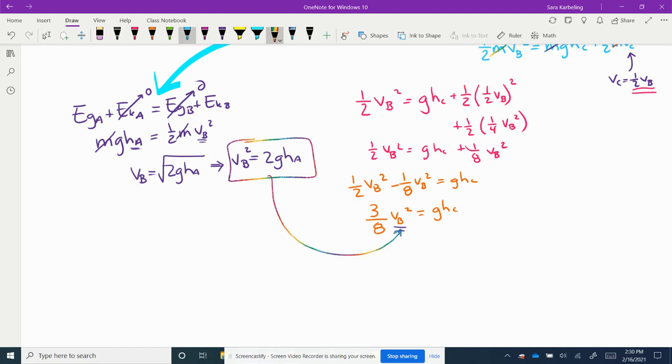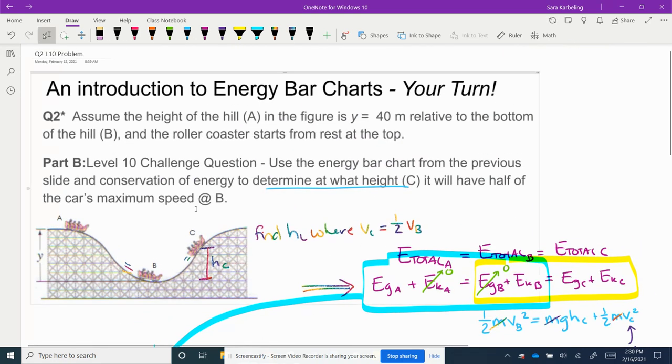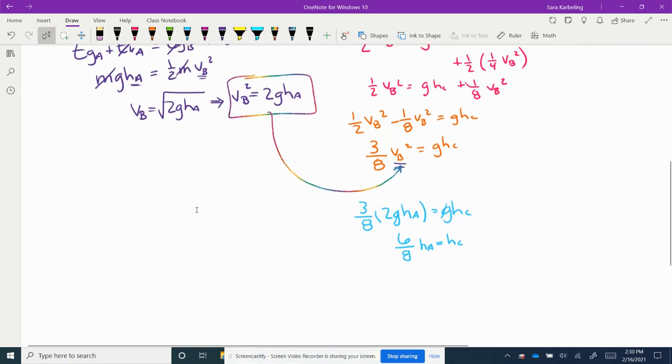So now, hold on to your hats. I've got 3/8 times 2GHA is equal to GHC. What? Okay, hold on. Those G's go away, don't they? And that means I've got 3 times 2, which is 6/8 of HA is equal to HC. And I know what HA is, right? I know that HA is, well, I don't remember, but I can look. It was 40 meters.